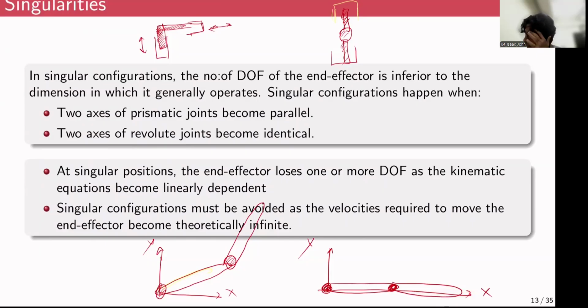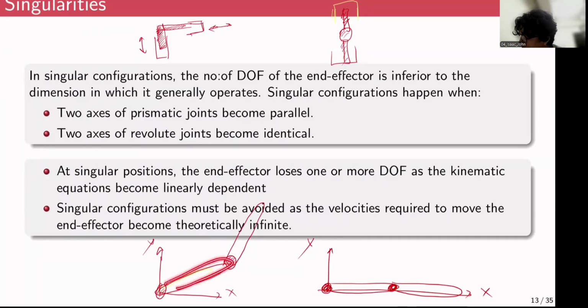Or, if I want to have a velocity along x-axis, when the robot is fully stretched, when this arm is fully stretched, it can only have a velocity in this direction, right? Along y direction. No matter how hard I try, I cannot have a velocity component along x direction, right? Because it's already fully stretched. It cannot move in x direction any further.